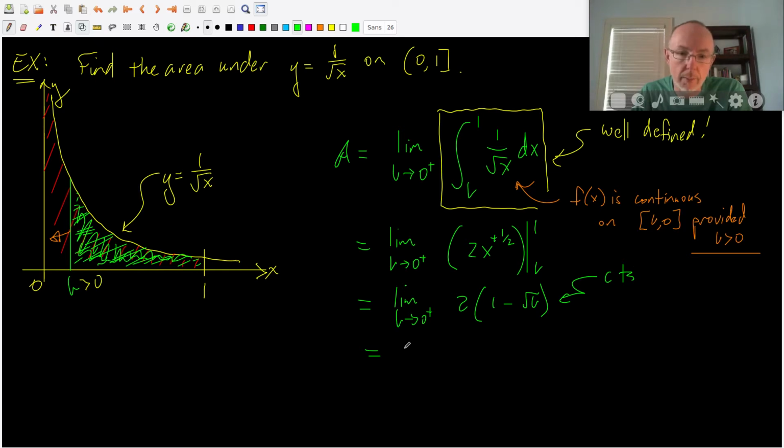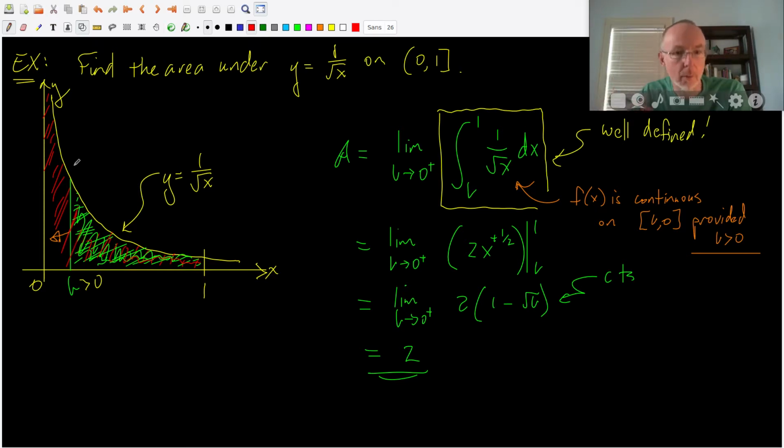We can just do it by substitution, and plugging it in we get 2. So this red area that I started with here, the area under the curve from 0 all the way to 1, even though the function's not defined at 0, that area is finite. And so this is a second kind of integral where it's improper in the sense that we're integrating up to a point where the function's not continuous.